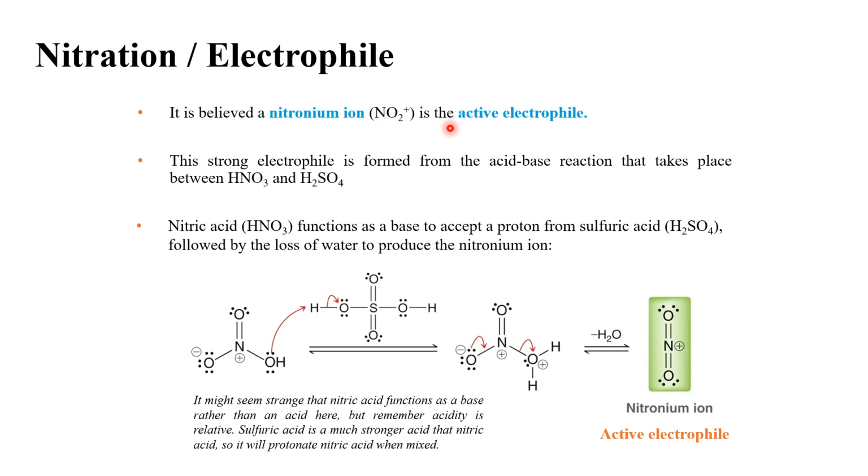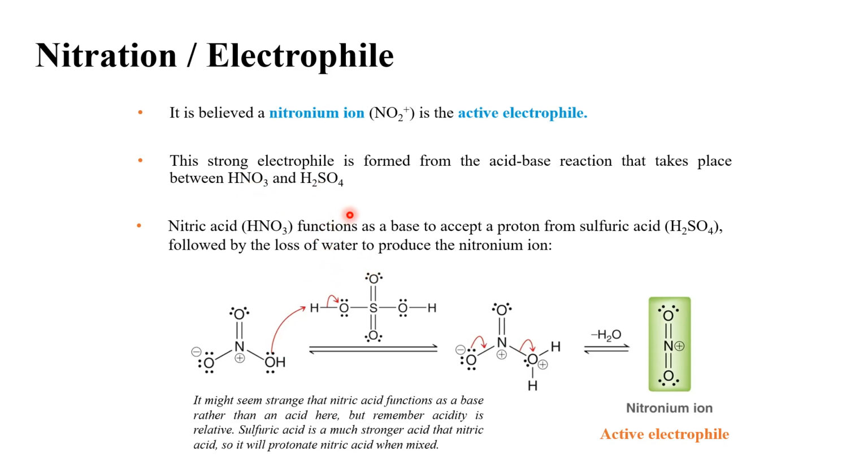NO2+ is the active electrophile. Now, how do we make NO2+? So basically, there's an acid-base reaction between HNO3 and H2SO4, okay? And I know that's weird because these are both acids, right? Nitric acid and sulfuric acid. So how do you have an acid-base reaction with two acids?